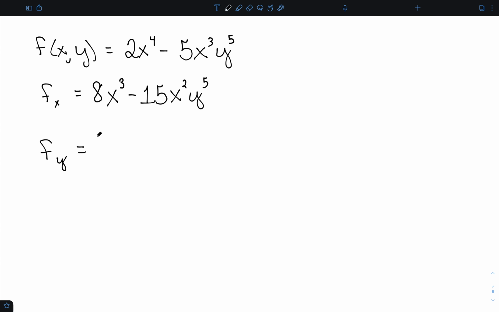If I want my y derivative, 2x to the 4th does not have any y's, which would mean the derivative of that piece is 0. The next piece, I would bring the exponent of 5 down to make negative 25, and then subtract 1 to get y to the 4th. So now I have my x and y derivative.